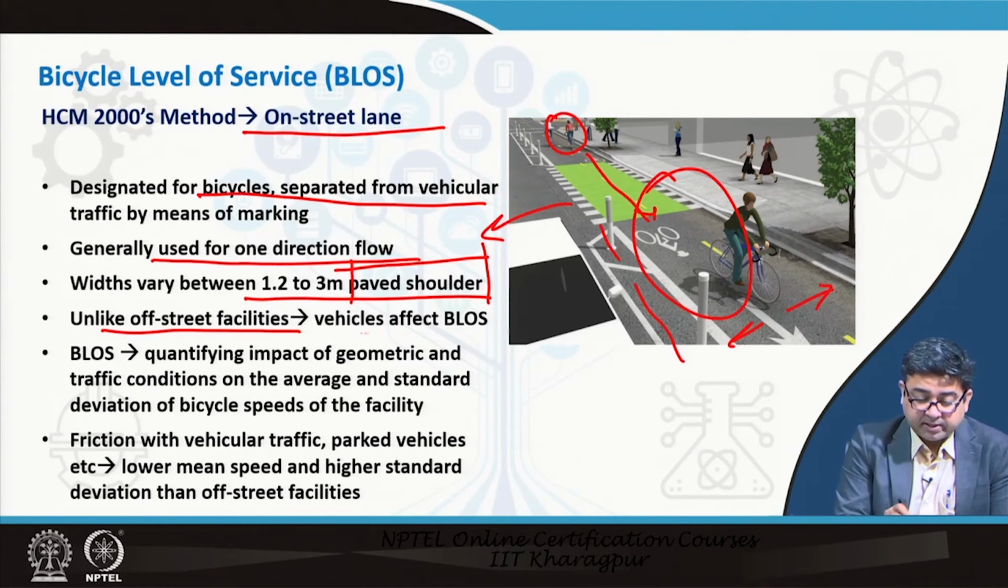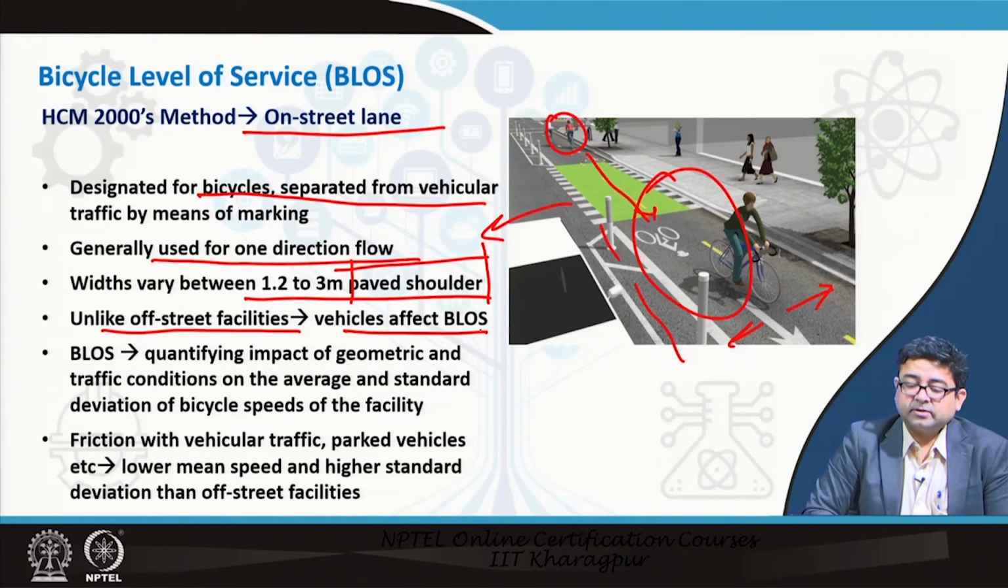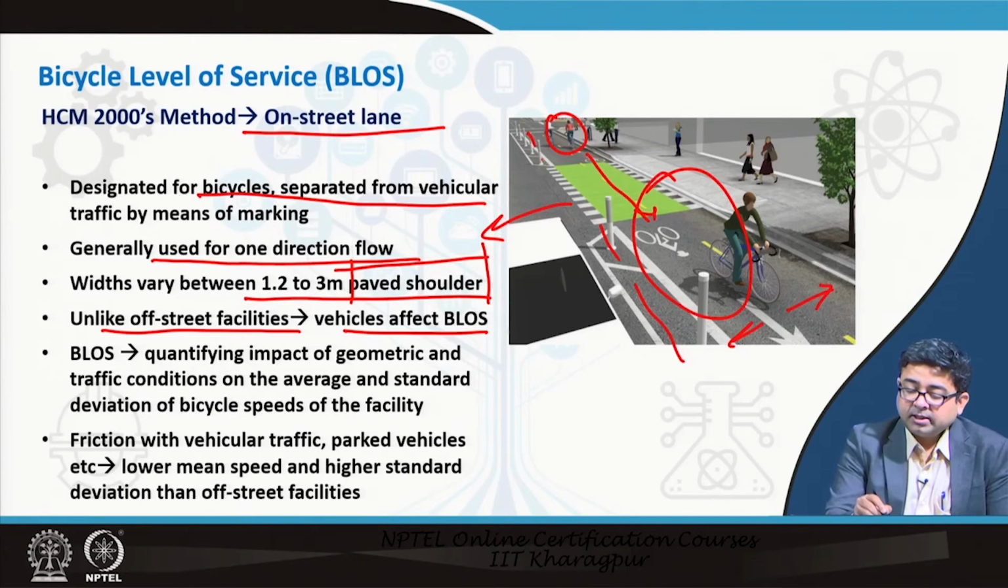Unlike off-street facilities, vehicles do affect the bicycle level of service in the case of these facilities. There is an impact. Although it is segregated from the vehicular traffic, since they are at the same plane, at grade, there is some impact of these moving vehicles on the level of service of bicycles.